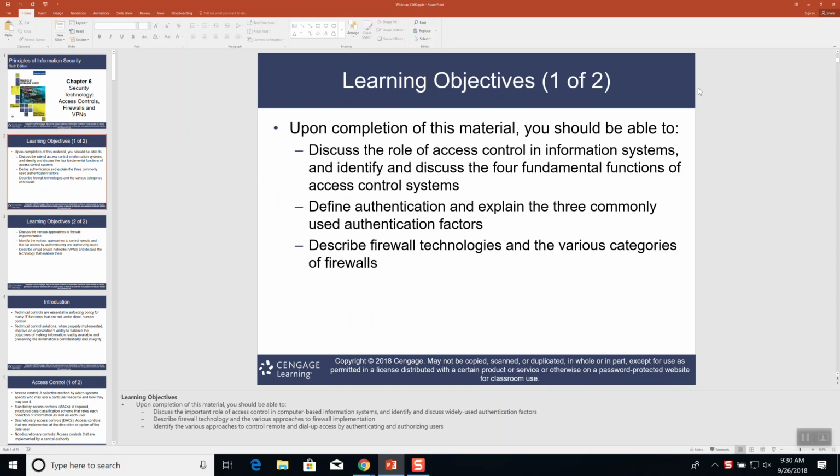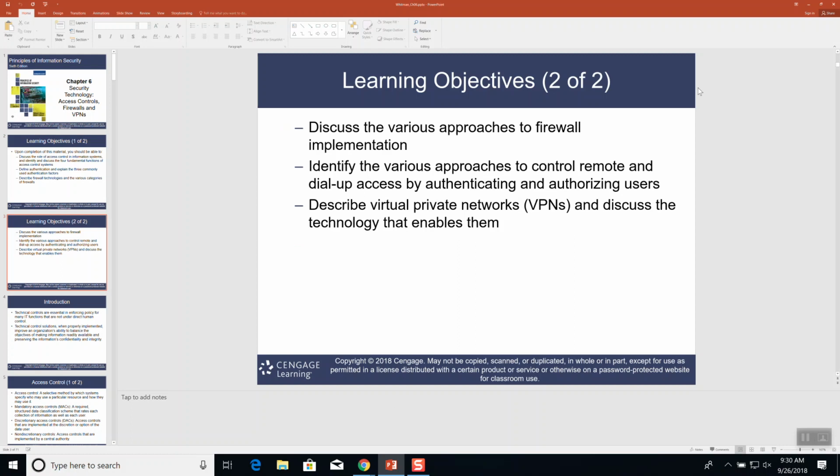Our learning objectives. Upon completion of this material, you should be able to discuss the role of access control in information systems, identify and discuss four fundamental functions of access control systems, define authentication, explain the three commonly used authentication factors, describe firewall technologies and the various categories of firewalls. Discuss the various approaches to firewall implementation, identify the various approaches to control remote and dial-up access by authenticating and authorizing users, and describe VPNs.